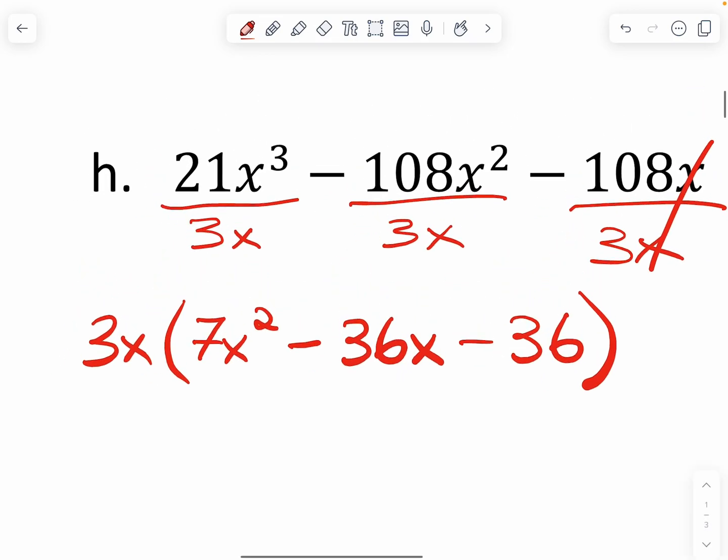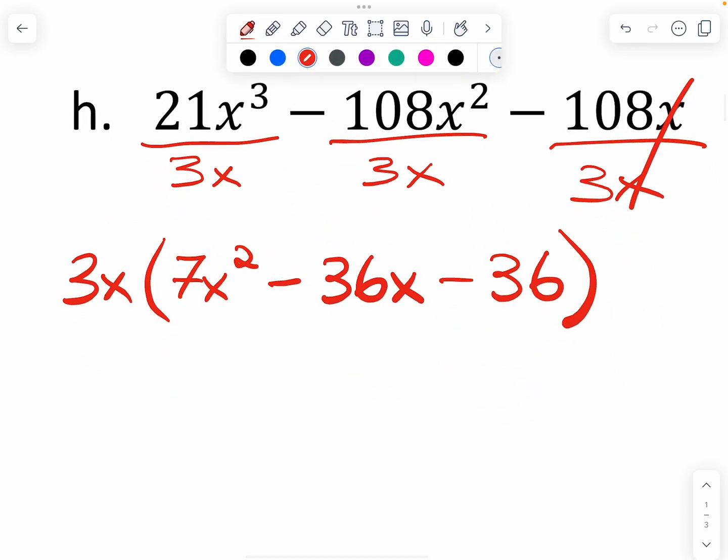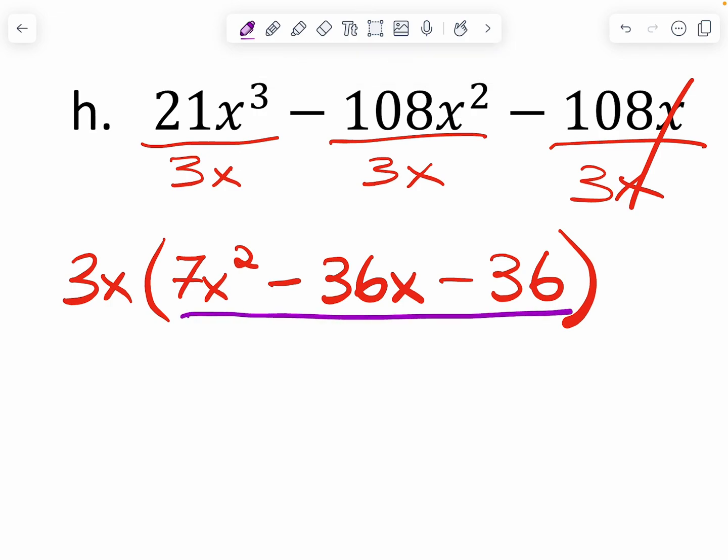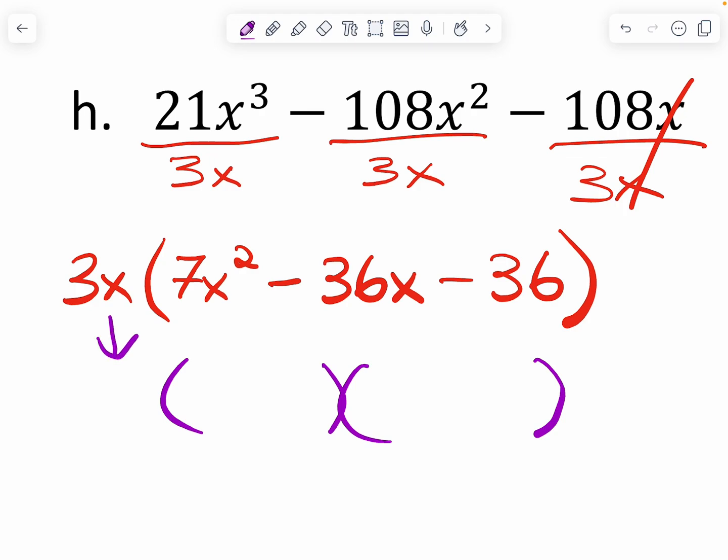So I'm almost done here, and now I need to think, can I keep factoring this? Is this factored completely? Well, I need to check and see if I could potentially factor this further. So I'm going to break that down and see if it works out. Don't forget, bring your GCF out front. So now I'm thinking, what times what is 7x squared? I know that's 7x times x, and that's my only option, which is nice.